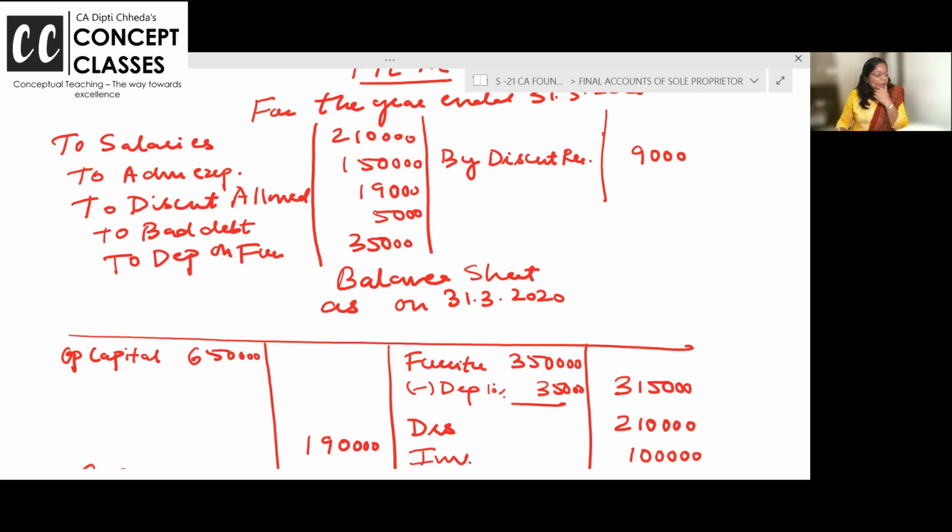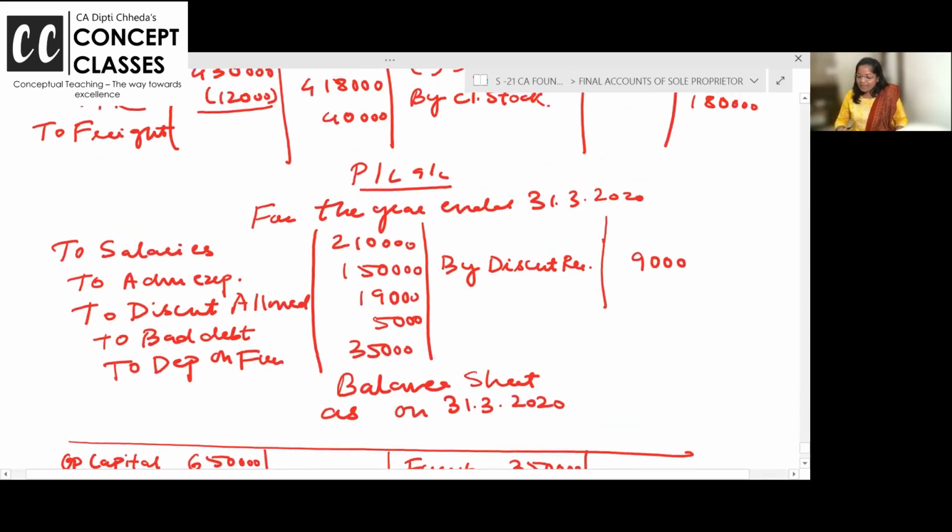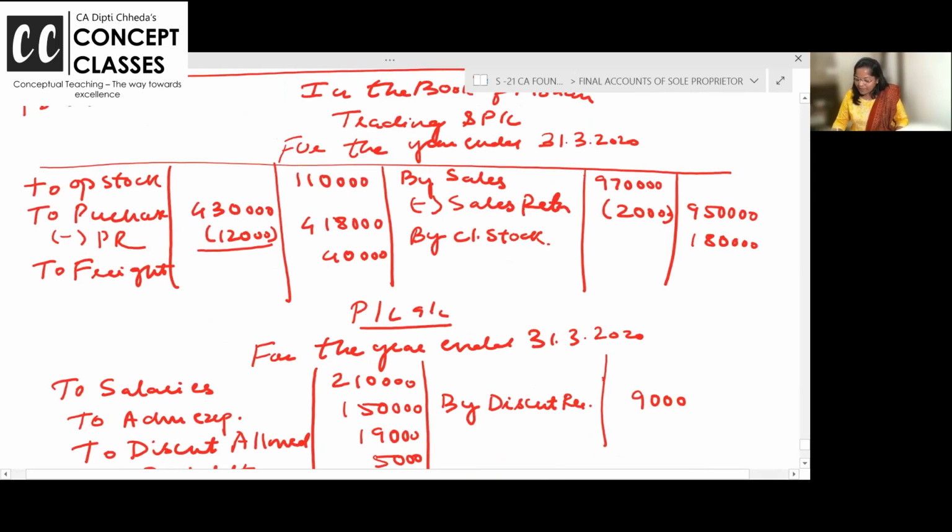और कुछ बाकी है? No, it's a super easy problem. Done. Now let us first complete the trading account and get the GP. What is the total? 11,30,000. I hope you are able to do it without calculator.